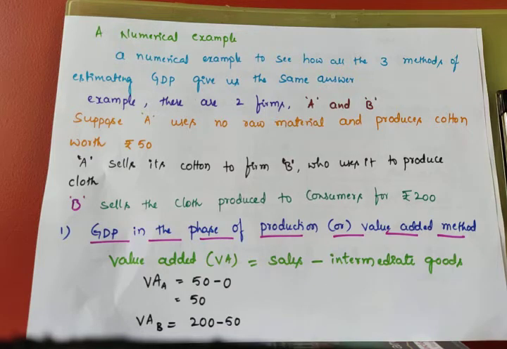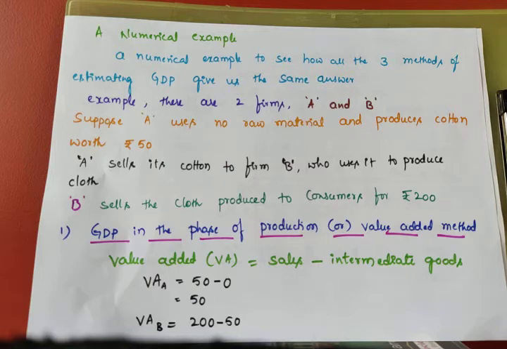The second method is the expenditure method. Under this method, we add the final expenditures that each firm makes, to calculate the national income. Here we should not count the intermediate goods expenditure, but only the final expenditures.